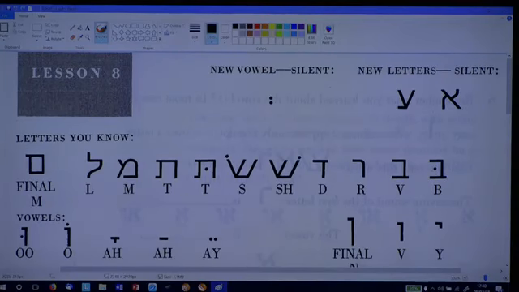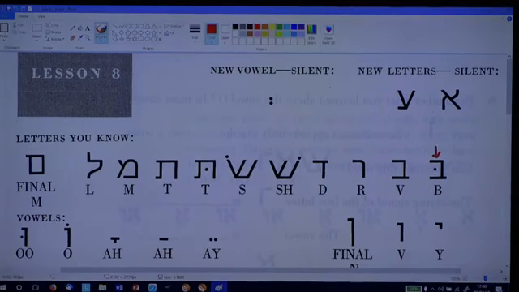We'll just ignore the new vowels, the new letters for the moment. We don't need that yet. However, we want to review the letters you know. Hebrew is written and read from right to left, so let's start there. What is the name of that letter? Bet. This one is a vet. This is a B sound, and this is a V sound.